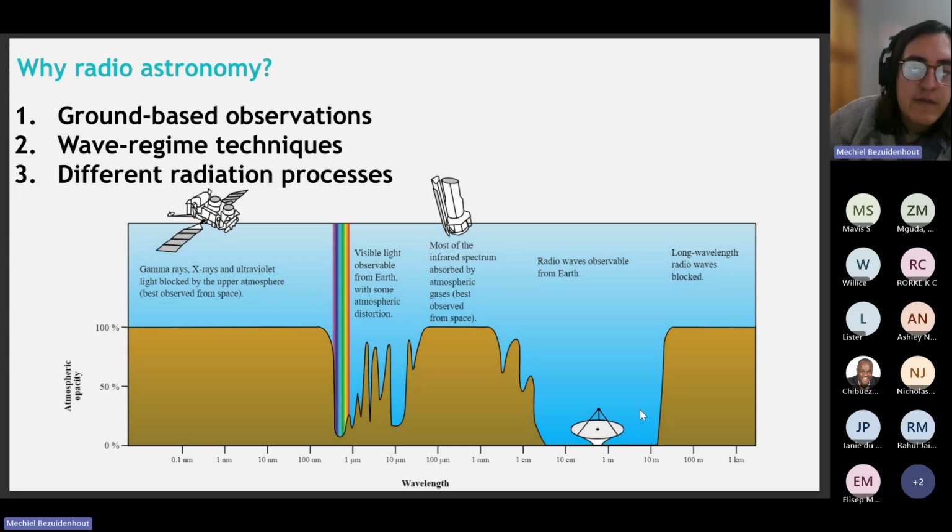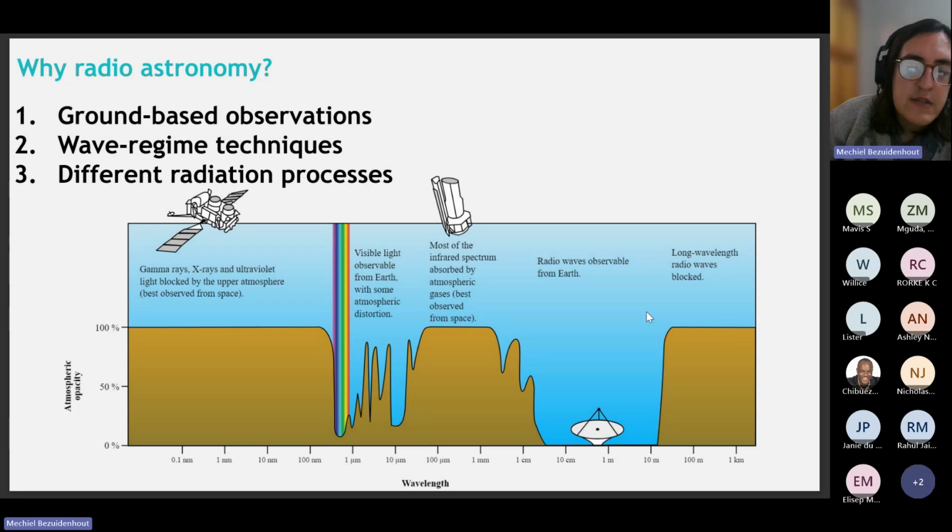If you want to observe gamma rays, X-rays, or infrared, you really need to put a satellite into space and observe from there, which is much, much more expensive and technologically prohibitive. So that's one reason. A second reason is that in radio waves, we can use what are called wave regime techniques, meaning that we can regard the radiation that we observe as continuous electromagnetic waves rather than discrete photons.